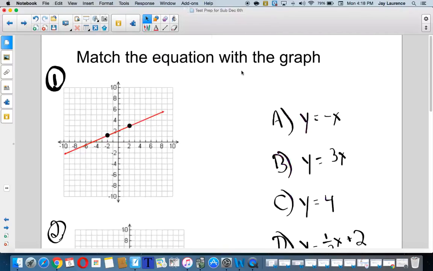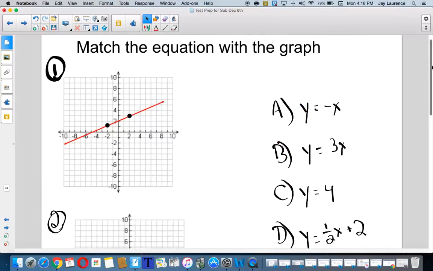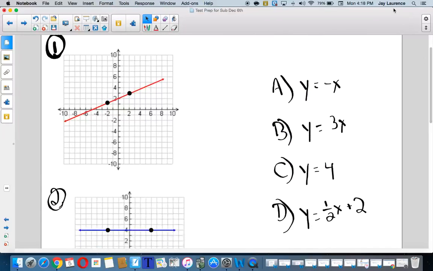Okay. Match the equation with the graph. So I've got four equations over here. Stop and take a look at them. What is the y-intercept of the first equation, A? Hopefully you're saying 0. What's the y-intercept of B? 0. What's the y-intercept of C? Is it 0? No, it is not 0. There's 0 x's, which means the slope is 0. This one has a y-intercept of 4. I'm going to come back to those in a minute.